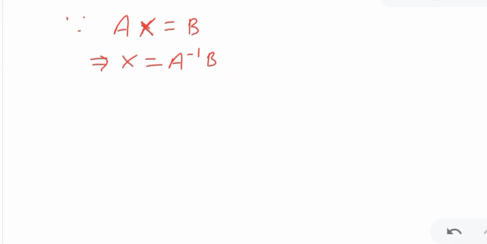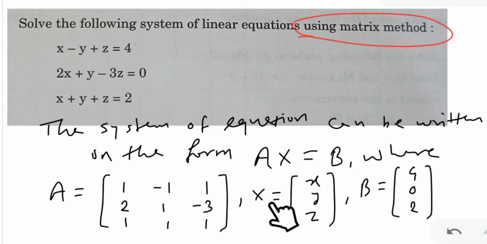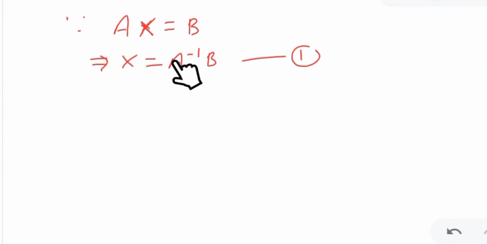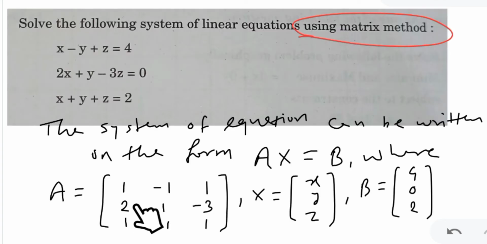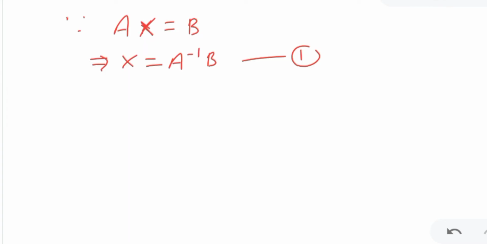Now B we know, X we know, but A inverse we don't know. A we know, so using this matrix A we have to find A inverse. And we know that A inverse is nothing but adjoint of A divided by determinant of A. So first I will find the determinant of A.